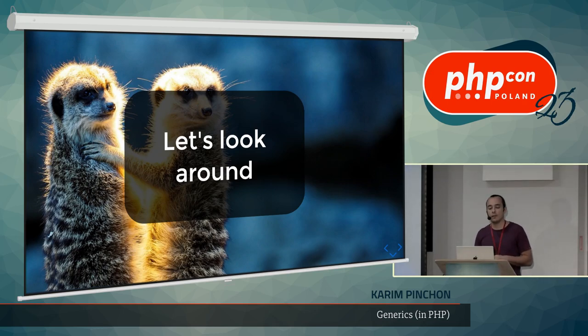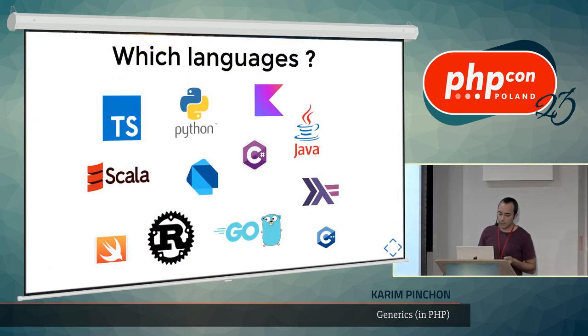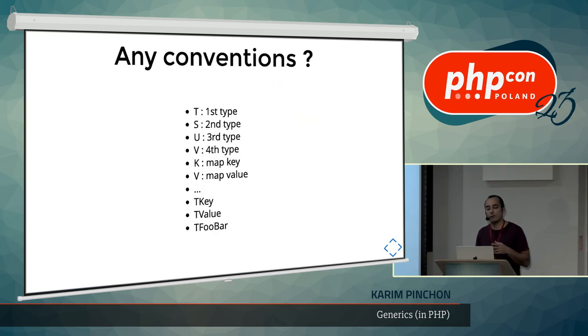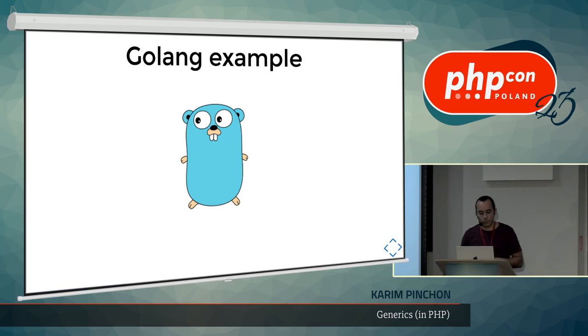So now, let's look around in the other languages. How do they deal with generics? I think it is always a good thing to see what the others do. In fact, a lot of languages have generics. I put some examples, but there are probably more. And I was looking for any convention around, regardless of the language. And there is, in fact, some convention. We used to define generics with an uppercase letter, often T and so on. And more often, in fact, T with the name of an interface or a class. So regardless the language. Well, let's see with some real concrete examples.